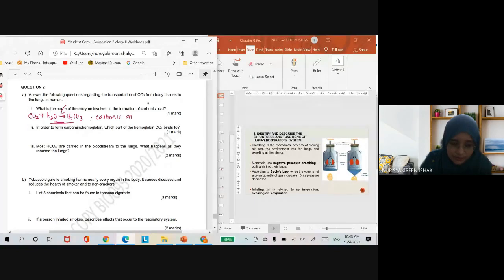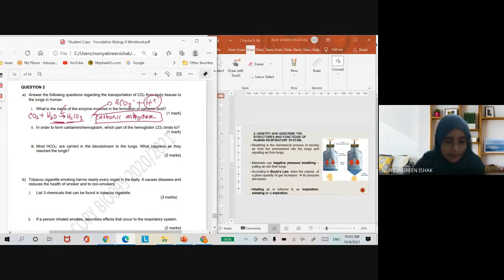Carbonic anhydrase. Okay, anhydrase. So this reaction occurs in the red blood cells. So from here, it will form carbonic acid, which will split to form bicarbonate ion and hydrogen ion. So some of the hydrogen ion will bind also to hemoglobin. The rest of the reaction awak tahulah kan. Ini saya sketch kat sini. So dia akan split jadi bicarbonate ion and hydrogen ion. Some of the hydrogen ion will bind to hemoglobin in the red blood cell. Tapi jawapan dia ini, carbonic anhydrase.